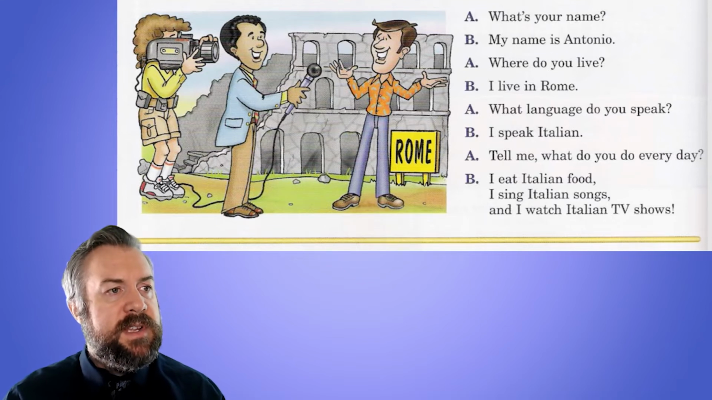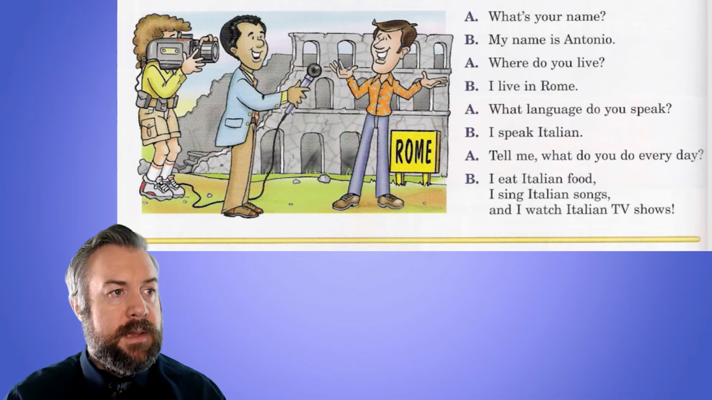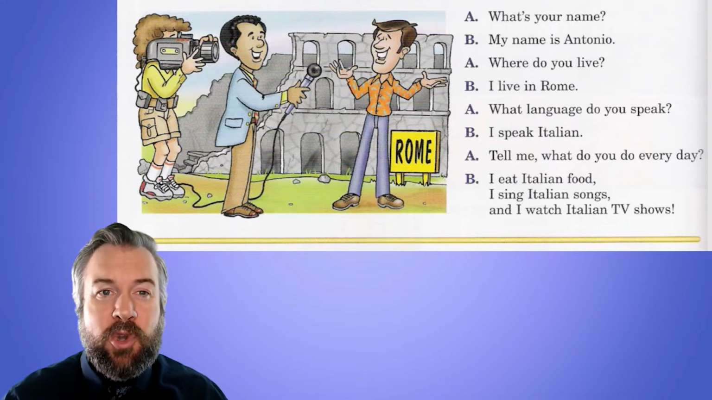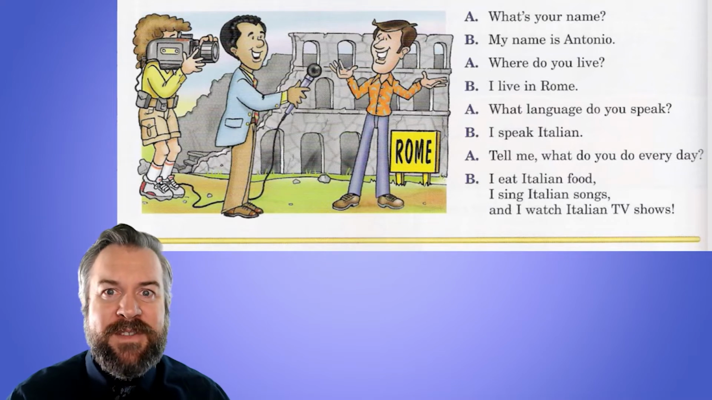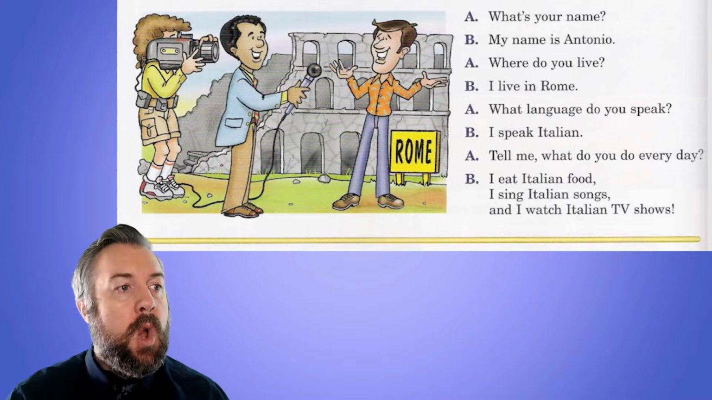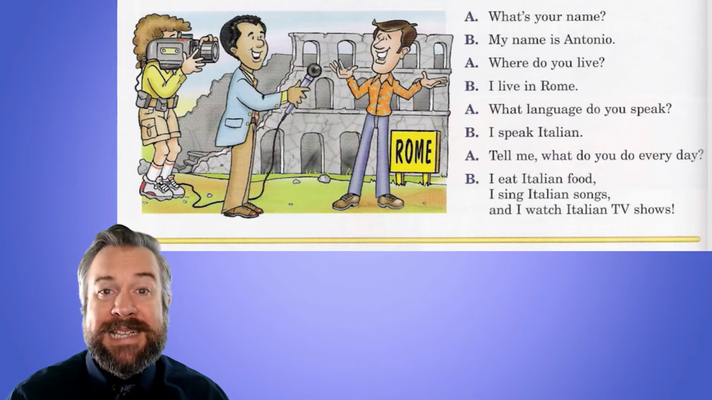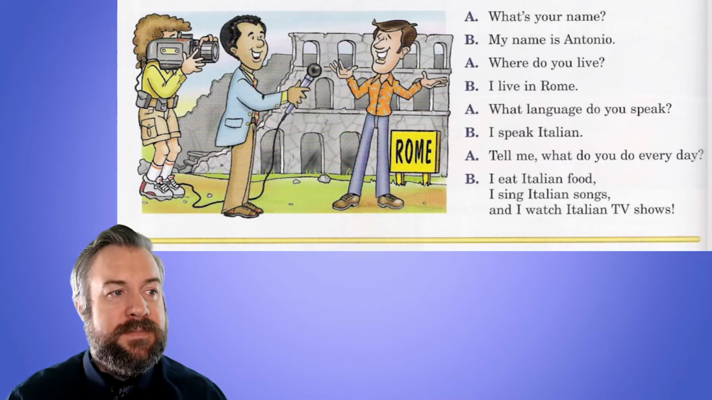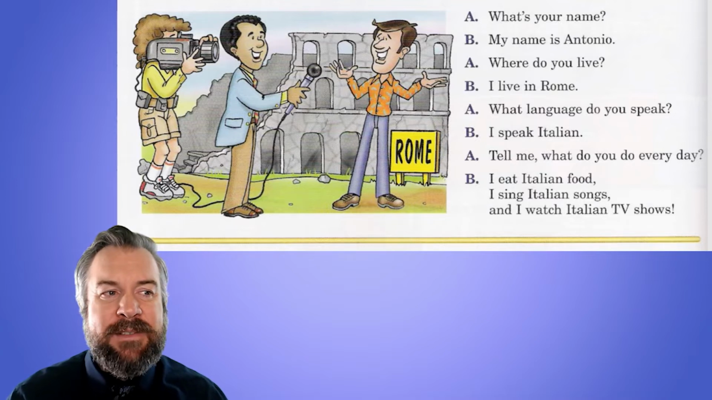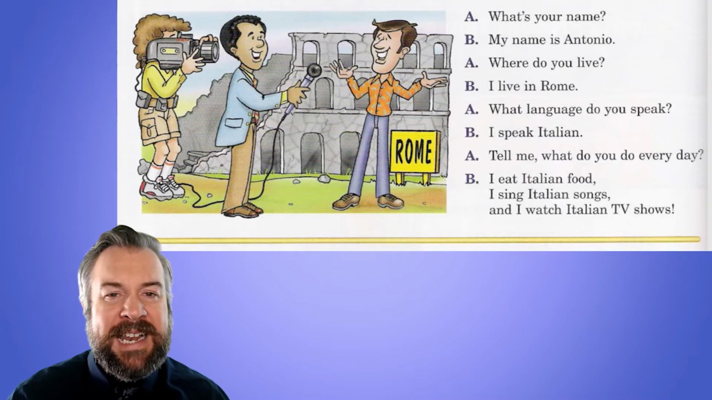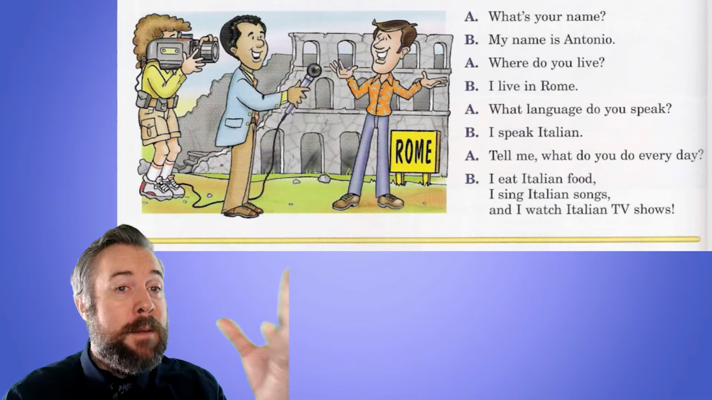Okay, let's read the conversation, A and B. A. What's your name? B. My name is Antonio. Where do you live? I live in Rome. What language do you speak? I speak Italian. Tell me, what do you do every day? I eat Italian food. I sing Italian songs. And I watch Italian TV shows. Mwah, mamma mia.